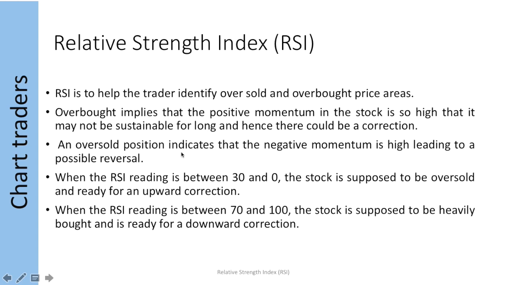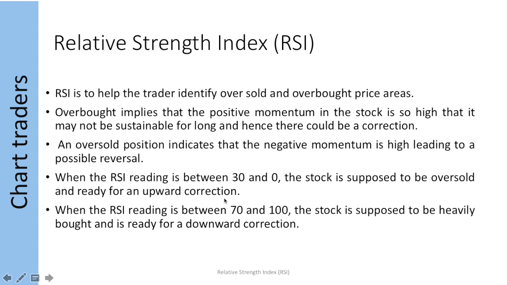Once the RSI value is in the overbought zone, you can sell the stock. Same way, an oversold position indicates negative momentum, and we might have a reversal. When the RSI value is between 0 and 30, it is known as the oversold zone, and it might be possible we can see an upward correction. When the RSI value is between 70 and 100, it is known as a heavily bought stock, and it may be possible we can see a downtrend correction.